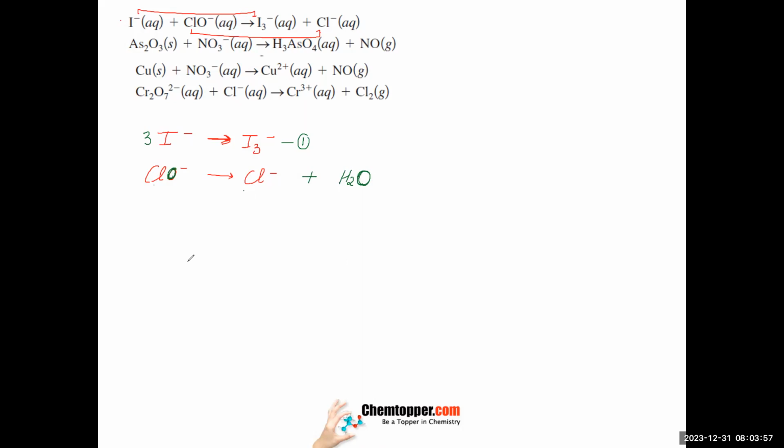Now balance hydrogen. I'm asking you to balance this equation in acidic condition. Acidic. So balance hydrogen by adding H plus. So we need 2H plus. Very good. Excellent. 2H plus. Now hydrogens are balanced. Now I need to balance the charges.